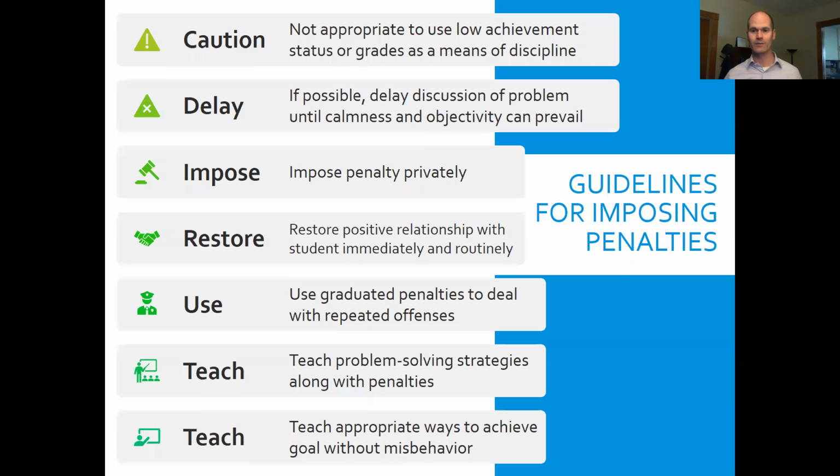If that's possible, it's not always possible, but when you are more calm, when you can be more objective, it can wait till after class. Let it wait. Don't disrupt the entire class for it. Delay if you can. Penalties should be given privately. Serious things should be handled quietly and privately if possible, especially if you have to give a discipline.